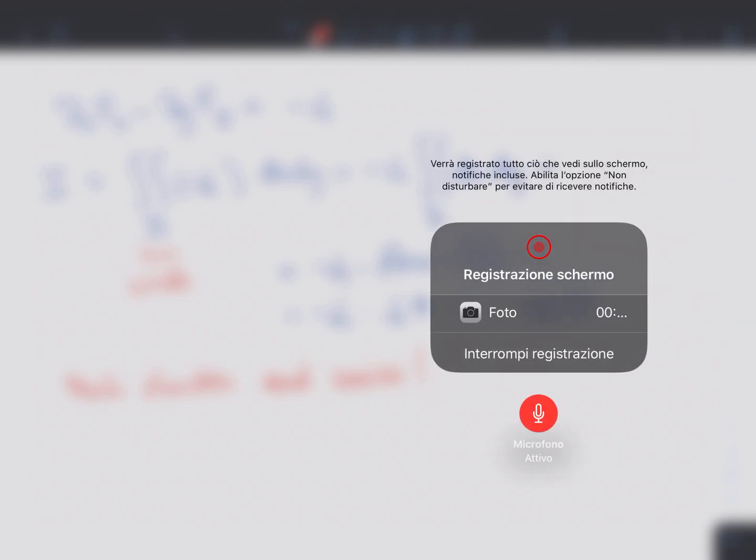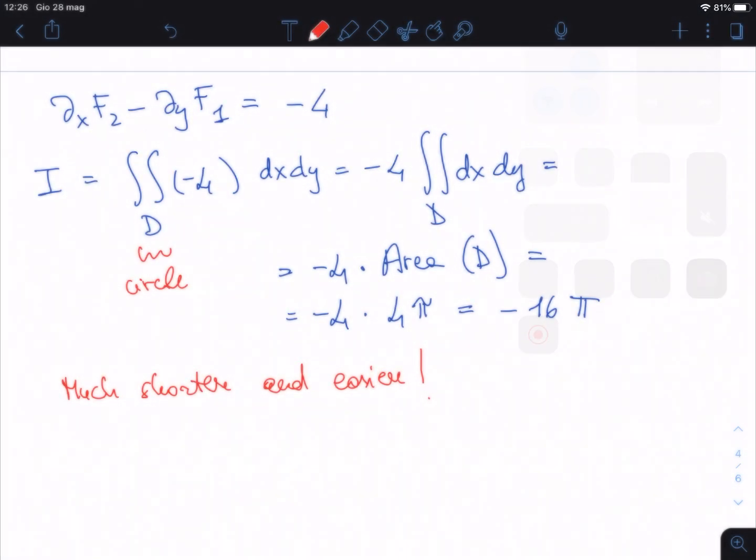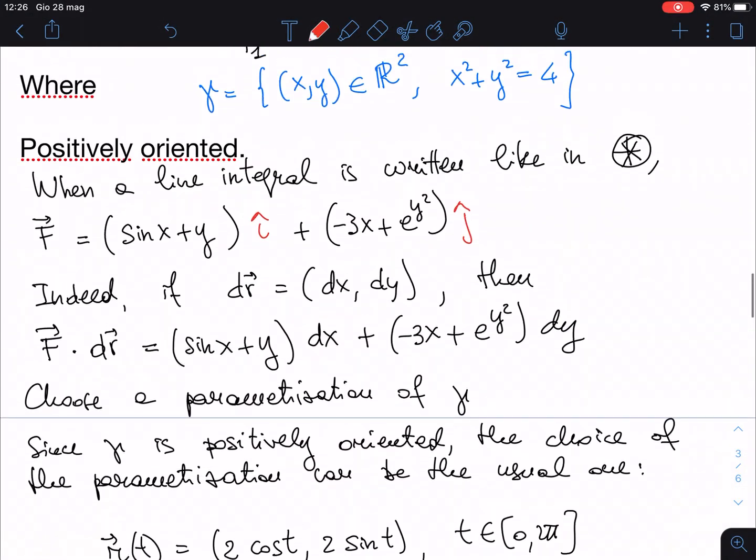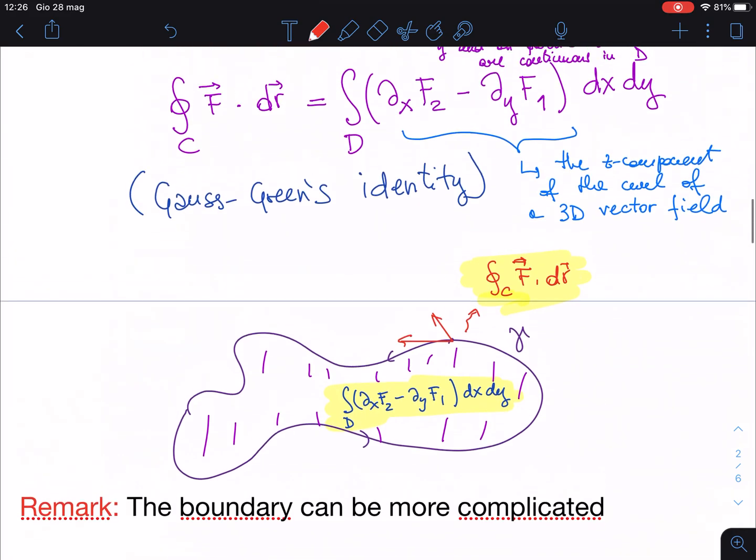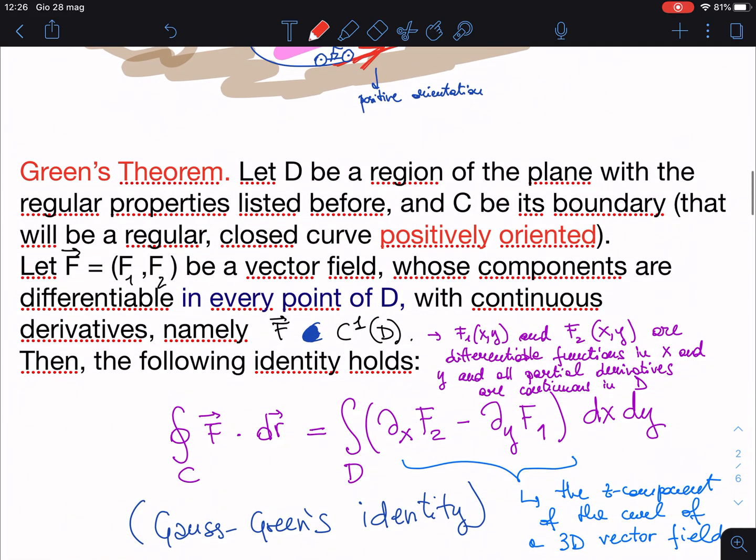Hello to everybody, microphone is active, so let's go to Gauss-Green theorem. So this is the slide I prepared, and so I recall you the content of Gauss-Green's theorem.